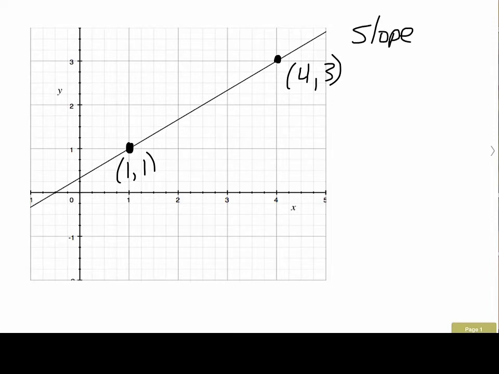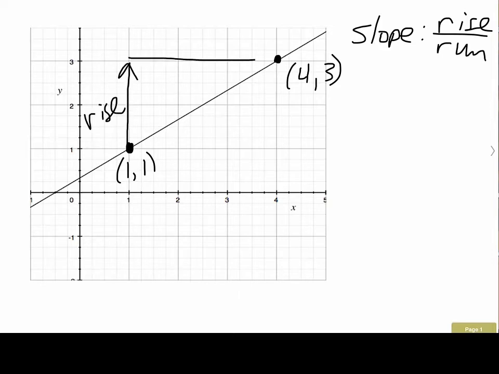Slope can be considered as rise over run. In other words, in going from the point 1, 1 to the point 4, 3, how high up do we go? That's the rise. And how far do we go, in this case to the right? That's the run. And the rise is referring to y coordinates. So the rise going from 1 to 3 is an increase of 2. So the rise is 2.